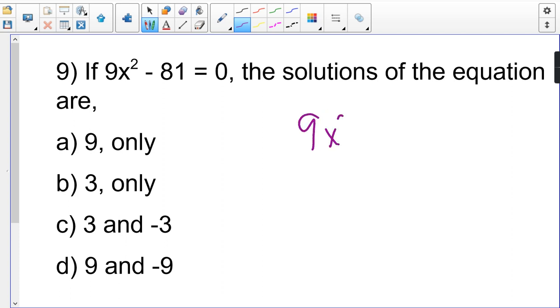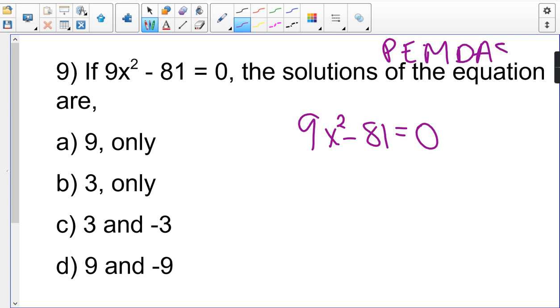So if I have 9x squared minus 81 is equal to 0, and I want to use inverse operations, I want to go backwards of all the operations that were done to x. I see a few things. I see a 9 being multiplied. I see x squared, so the square is an exponent, that 2 is an exponent, and I see minus 81, I see subtraction.